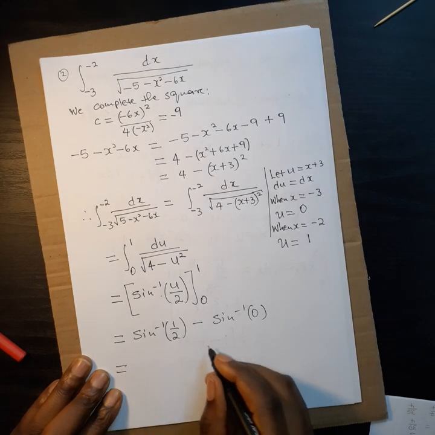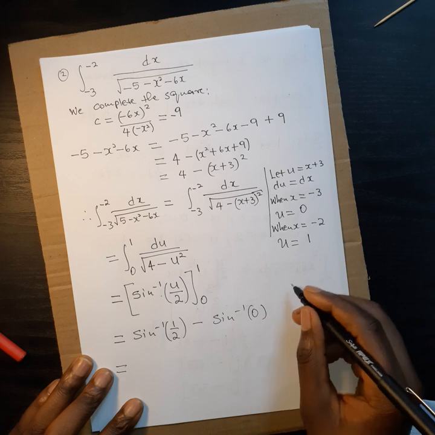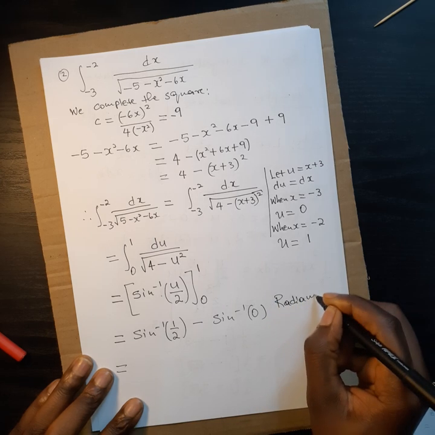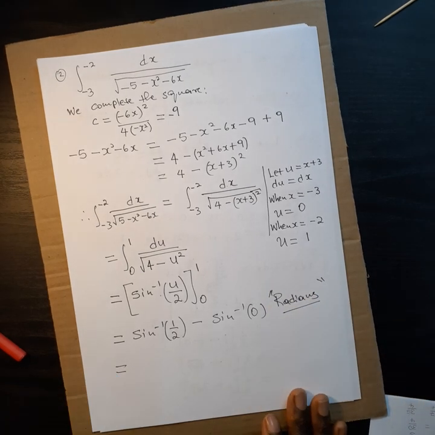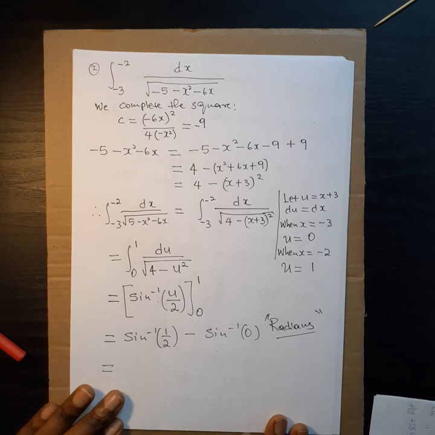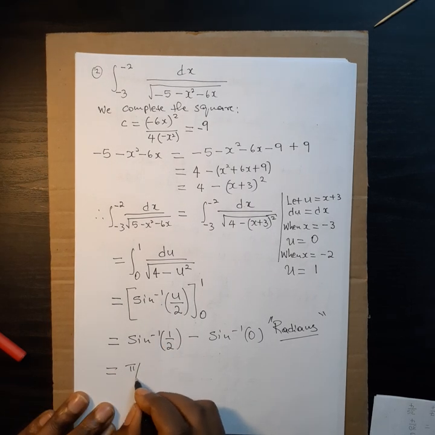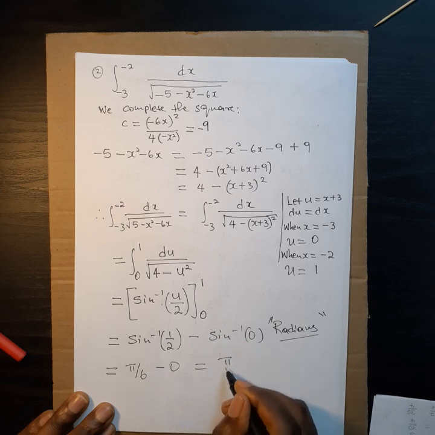And don't forget, we calculate this using radians. If you do it in degrees, you're just wasting your time. So this will be pi over 6. This will be 0, which is simply pi over 6 radians. There we are.